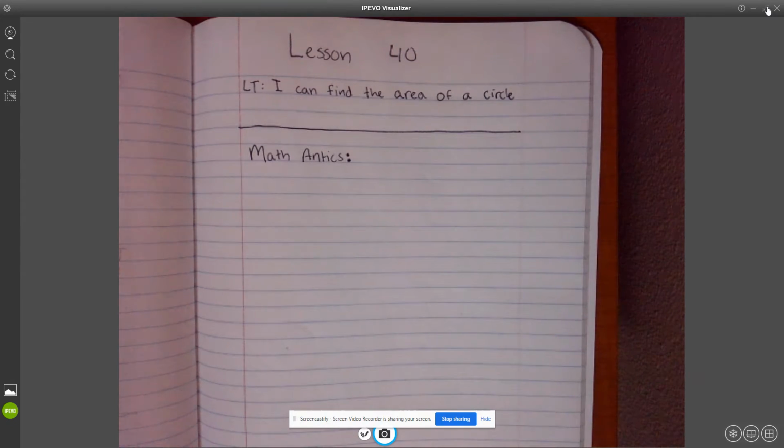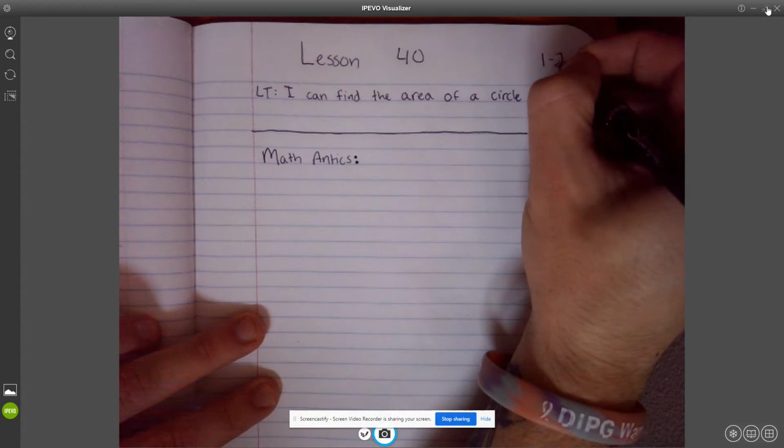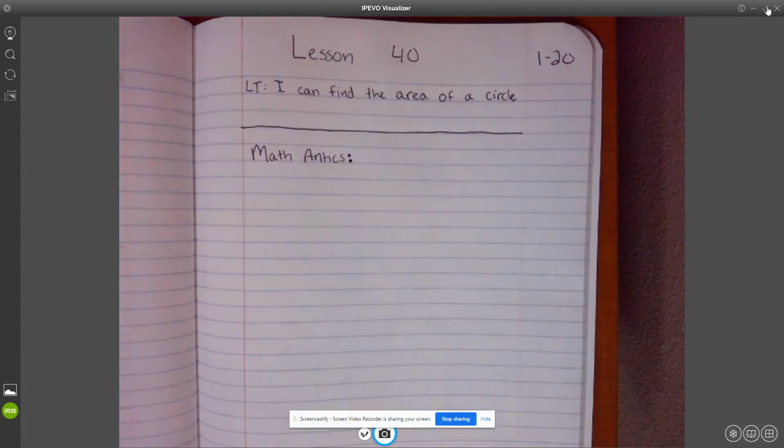Hey there, 8th grade. We got lesson 40. Learning target: I can find the area of a circle. As always, going to be doing problems 1 through 20. Going to be doing something a little bit differently as far as notes go this lesson.